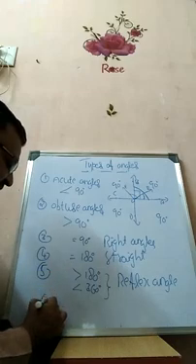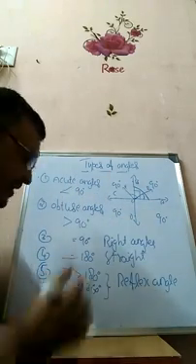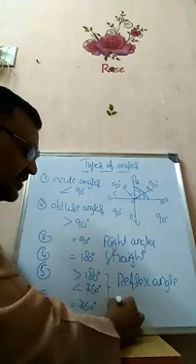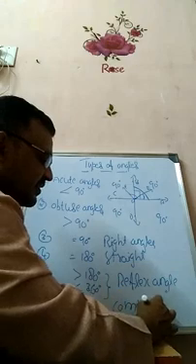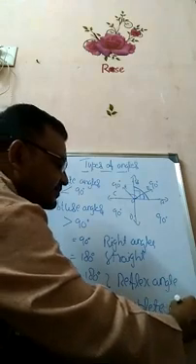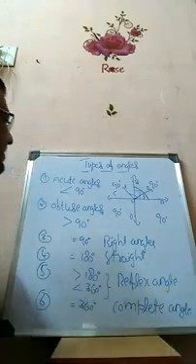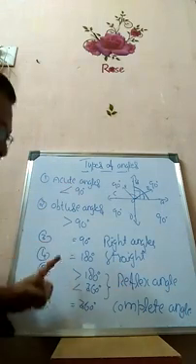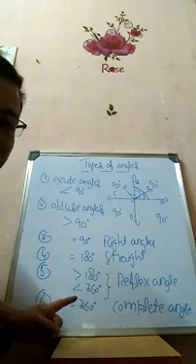If the angle between two rays is 360 degrees, then it is called a complete angle. So these are all the basic types: acute, obtuse, right, straight, reflex, and complete angle.